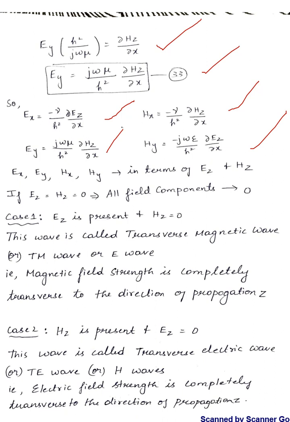Case 1: if Ez is present and Hz is 0, we call it a transverse magnetic wave or TM wave, or E wave also. Next, if Hz is present and Ez is 0, we call that a transverse electric wave or TE wave, or H wave.